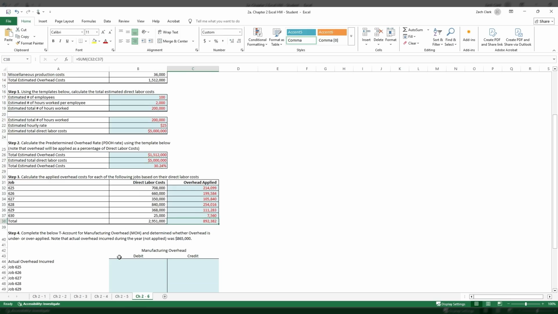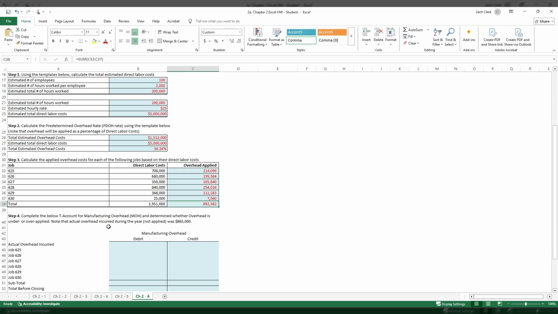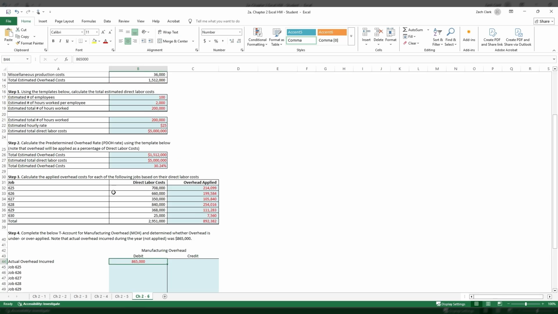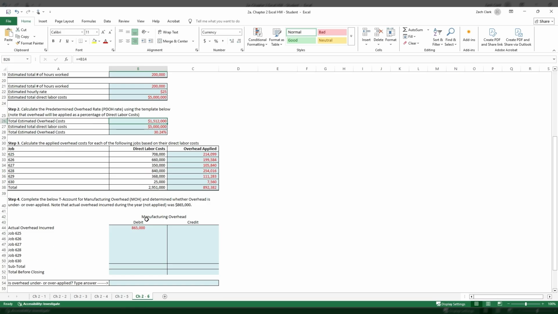And so let's analyze and see where we come out with under or over applied, essentially. So step 4 is complete the T account for manufacturing overhead and determine whether we are under or over applied. And note that the actual overhead incurred during the year not applied was $865,000. Okay, so that's important. We need this number, $865,000. This was the actual amount that we paid for overhead, right? We didn't end up spending 1.5 million. We actually ended up spending 865,000.